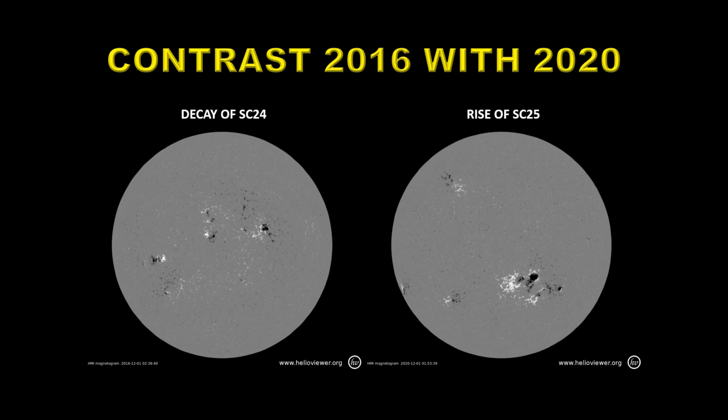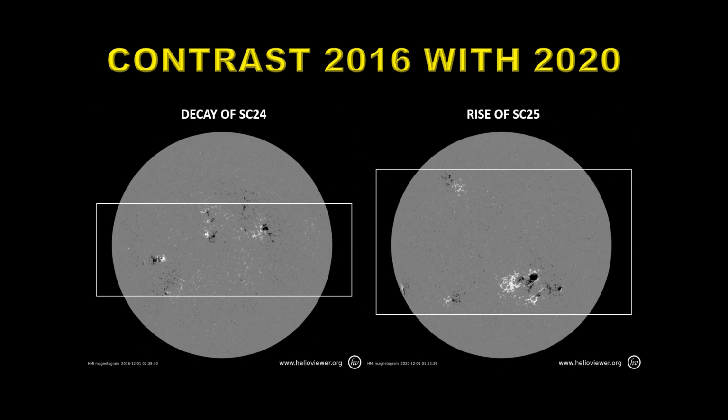So let's contrast two successive cycles to show some general principles. These are magnetograms taken by the Solar Dynamics Observatory. The one on the left was taken during the decay phase of solar cycle 24 in December of 2016. The one on the right is the rise phase of solar cycle 25, taken in December of 2020. Now there's a couple of things that are really obvious here. First of all, the range of latitudes at which the sunspots are appearing is much narrower in the decay of solar cycle 24 than it is during the beginning of solar cycle 25.